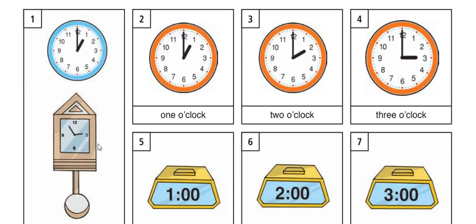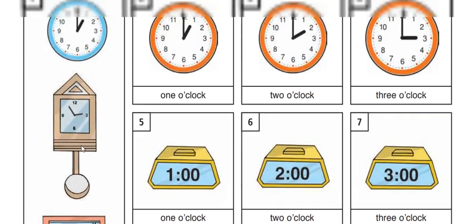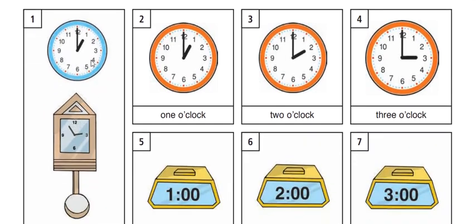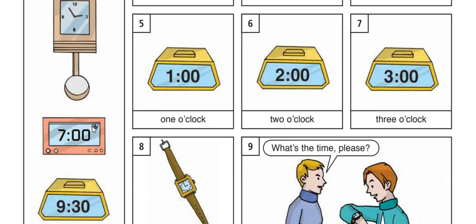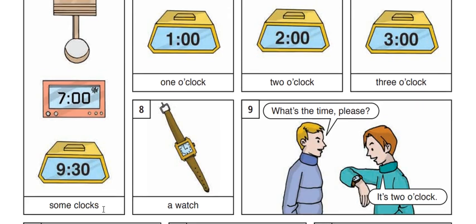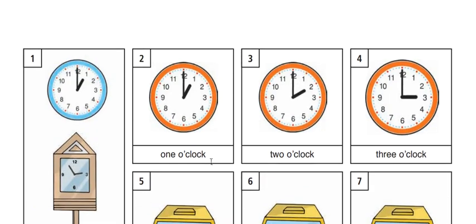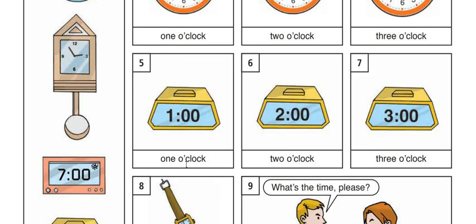Picture 1. Okay, there are 4 clocks. In the first clock, the time is 1 o'clock. In the second, it is about to be 3. And in the third clock, 7 o'clock. And the fourth clock shows the time 9:30. Some clocks: 1 o'clock, 2 o'clock, 3 o'clock.